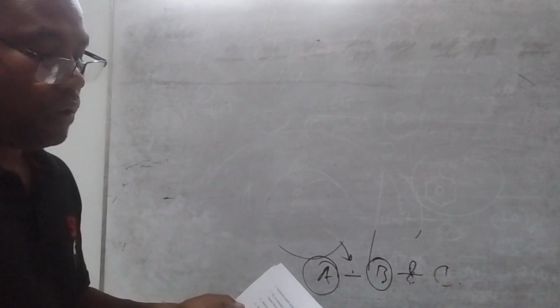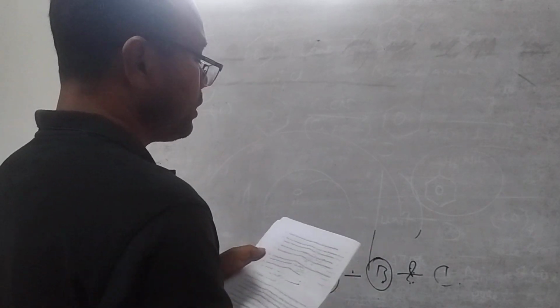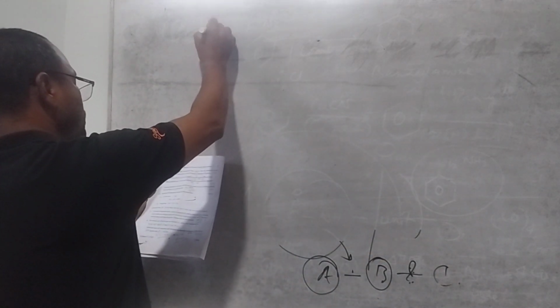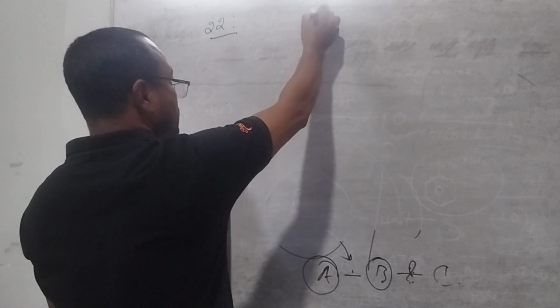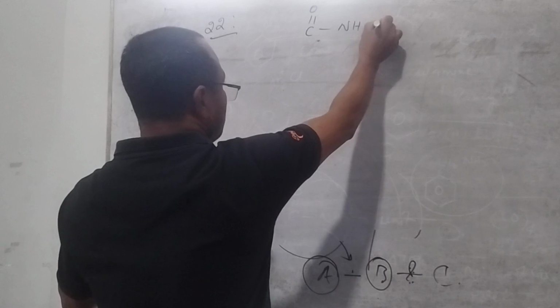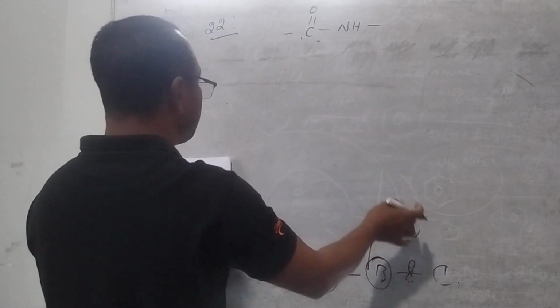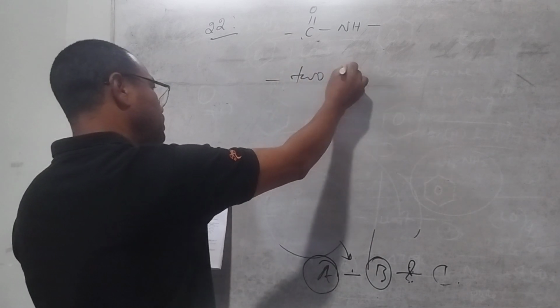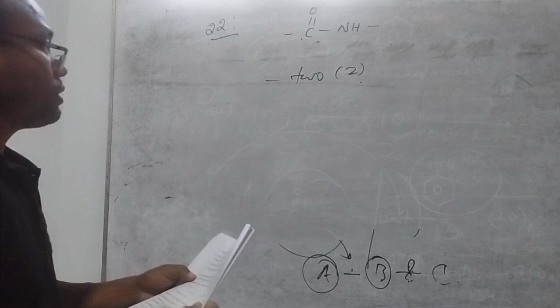So how many peptide bonds are present in a tripeptide? This is question number 22. Answer 1 is the bond, that is the C double bond O, N bond, the peptide bond. How many should be there in the tripeptide? That should be 2. The answer is 2.